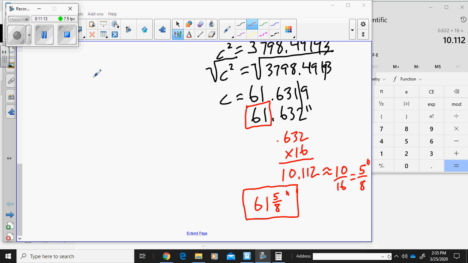Alright, you should be able to do this for any numbers as long as you have the span, projection, and pitch. You should be able to calculate common rafter length. Thank you for watching.